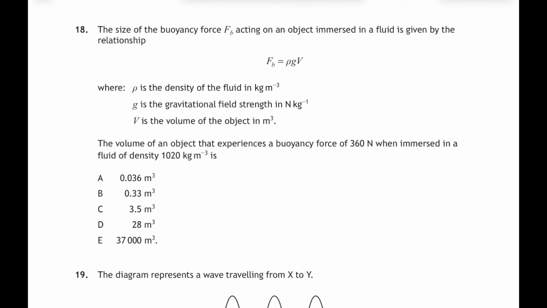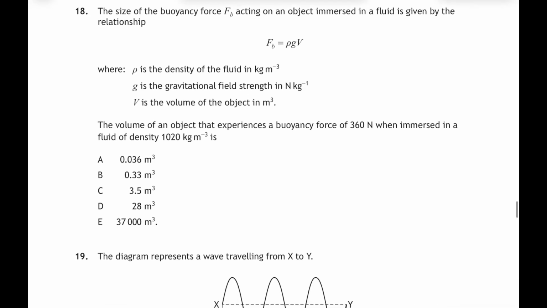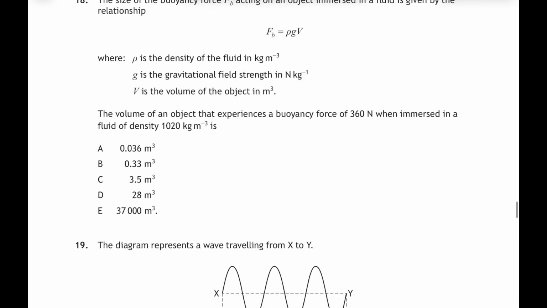Question 18 is a relationship you've never seen before. FB equals rho GV. That funny shaped P there is a Greek letter called rho, and it stands for the density of a fluid. G is the gravitational field strength, and V is the volume of the object in cubic meters. And we have to work out the volume of an object that experiences a buoyancy force of 360 newtons when it's immersed in a fluid of density 1020 kilograms per cubic meter.